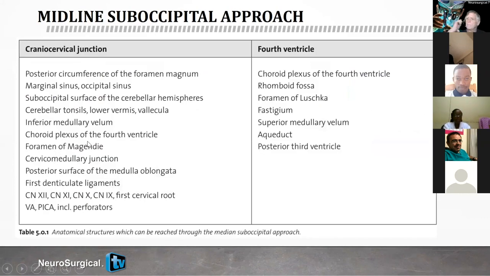We will start with the midline suboccipital approach. The midline suboccipital approach permits us to have a larger view of the posterior fossa up to the craniocervical junction. As you can see, we have all the structures which can be seen when opening through this approach.